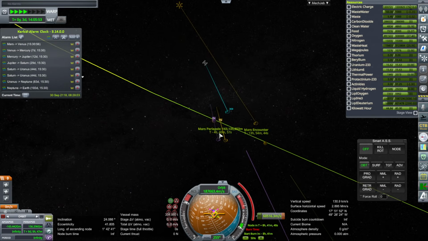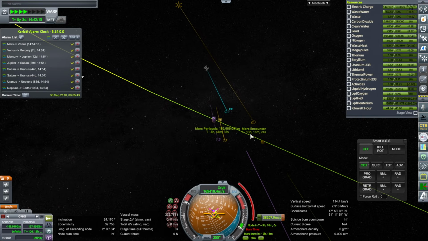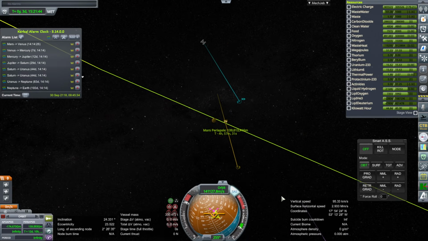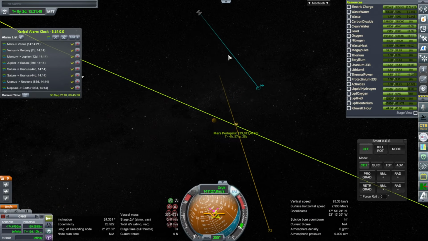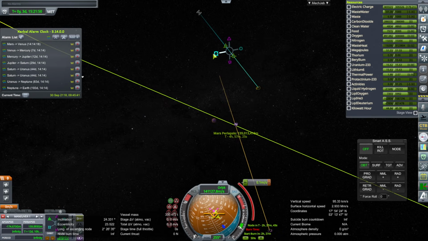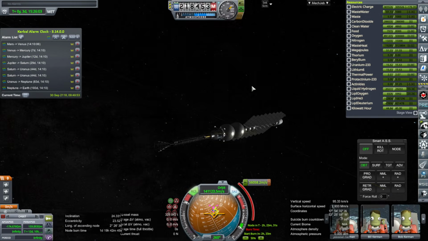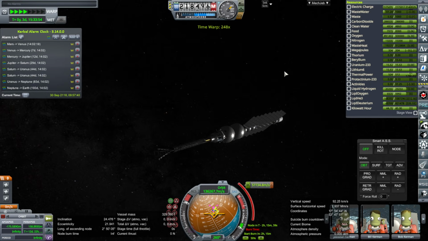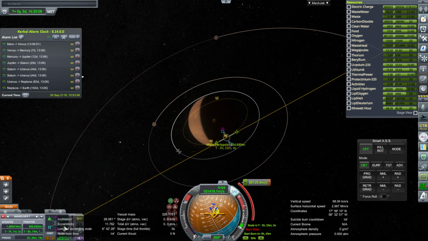This says time to periapsis 4 hours, Mars encounter 13 hours? Who do I believe? Okay, well, I need to replot this. I think mainly what I need is just to go this way more. Okay. This correction burn of 56,000 meters per second, and capture burns about 80.